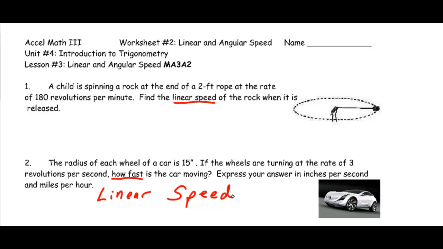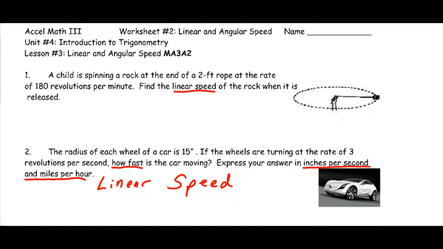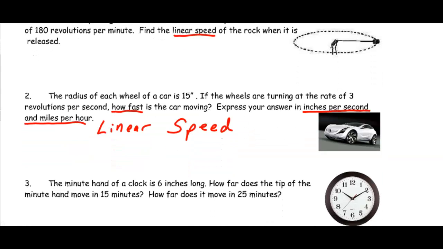So this is a distance over a certain time. And then they also tell you here, express your answer in inches per second. And then they also want you to express your answer in miles per hour. And those are the types of units that you always see on linear speed. So even if they don't come out and say, what's the linear speed, you should be able to infer that.